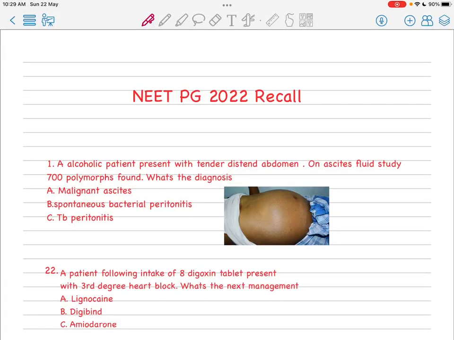Hello friends, today we are going to discuss from the 21st question of NEET PG.